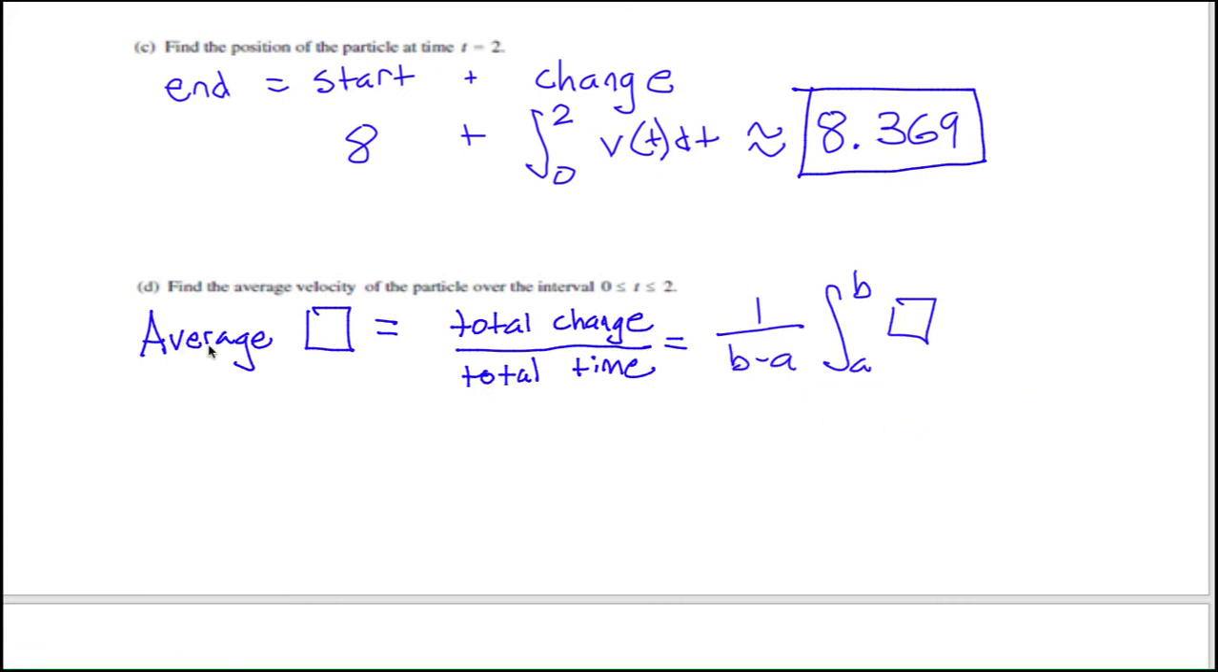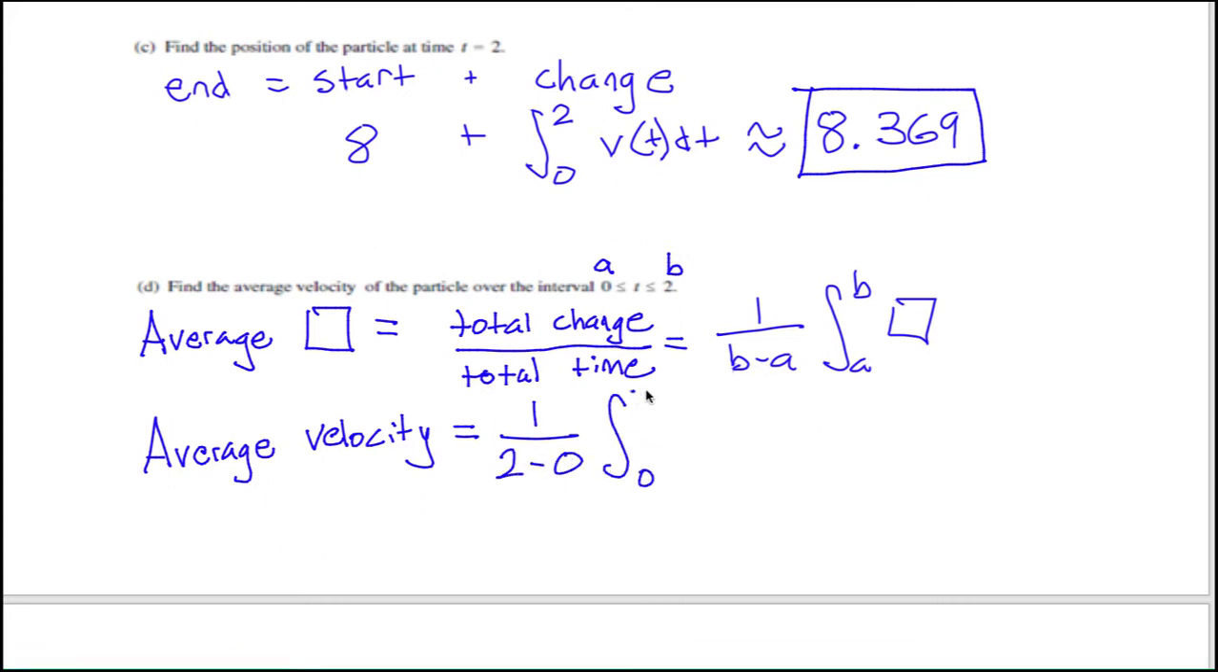Yeah, and notice that average of anything is equal to blah, blah, blah of anything. This box and this box are the same box. So if I'm looking for average velocity, velocity is going in this box. So we'll write down average velocity will be equal to 1 over, what are my b and a? 0 and 2. Yep, so my a is 0, my b is 2, so it's going to be 2 minus 0, integral from 0 to 2 of velocity, v(t) dt.